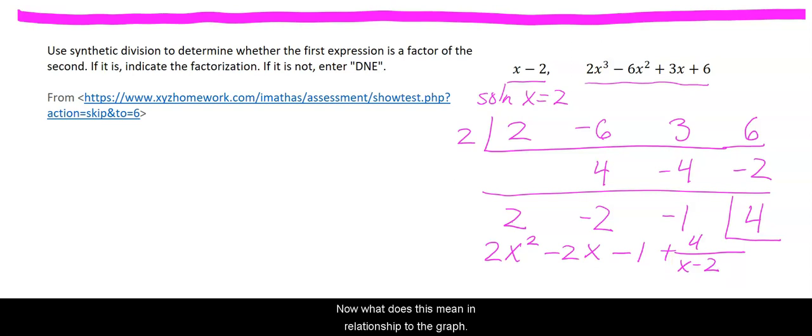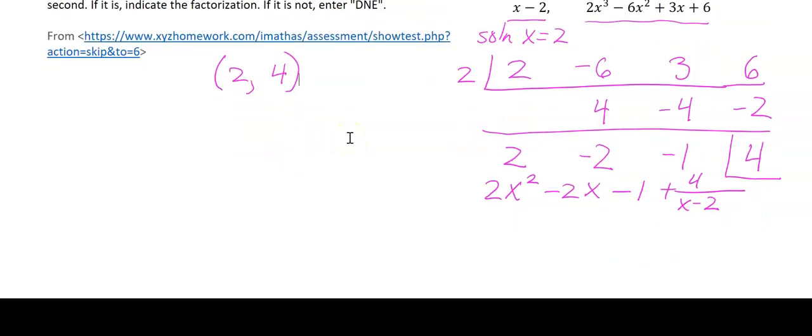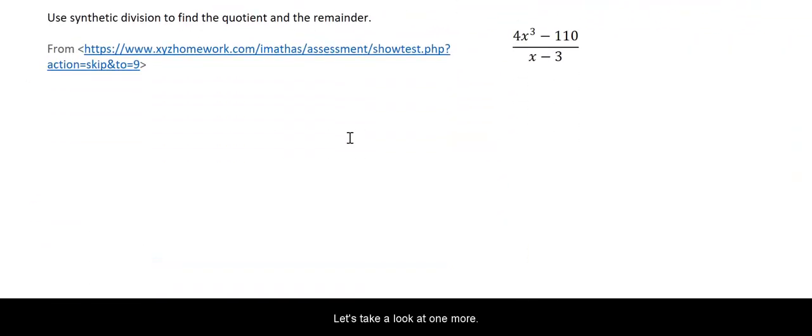Now, what does this mean in relationship to the graph? On the graph, the 2 and the 4 that you get for the remainder actually means that when x is 2, the y value is 4, which means that that is a point on the graph. This is called the remainder theorem. Let's take a look at one more.